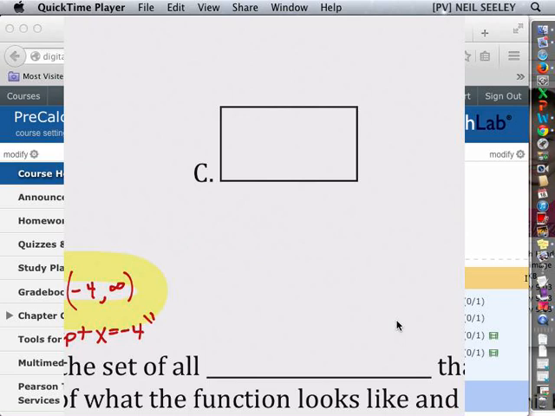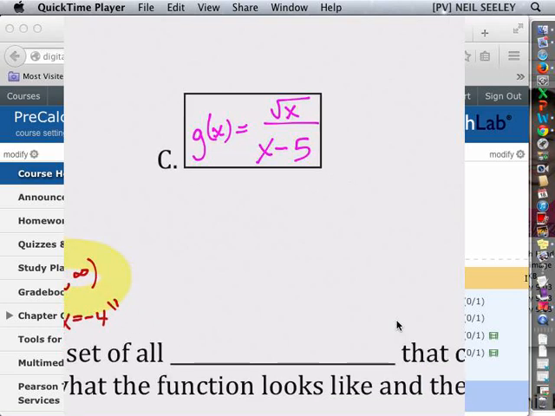This is the double whammy. This has got it all. Okay, G. Yo, forgot the G of x. Square root of x on top, and x minus 5 on the bottom. If you've got both, you have to deal with both. So we're going to deal with both issues. I'm going to go with the radical first.